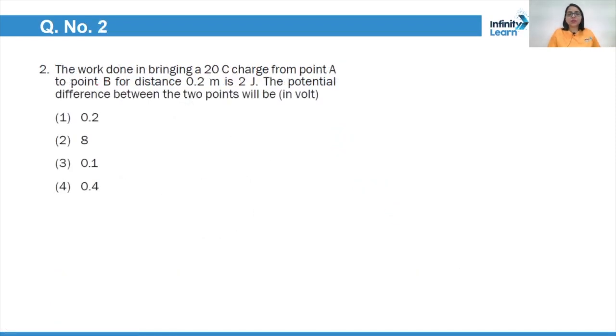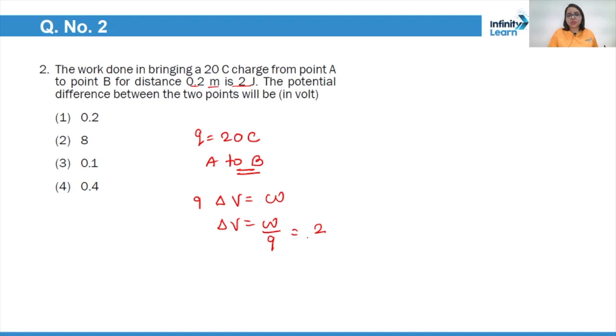Next is question number 2. The work done in bringing a 20 coulomb charge from a point A to B for a distance of 0.2 meter is 2 joules. The potential difference between the 2 points will be. So Q delta V is equal to work done. So over here delta V will be work done upon Q, which is equal to 2 upon 20, which is 0.1 volt. So the correct answer is option 3.